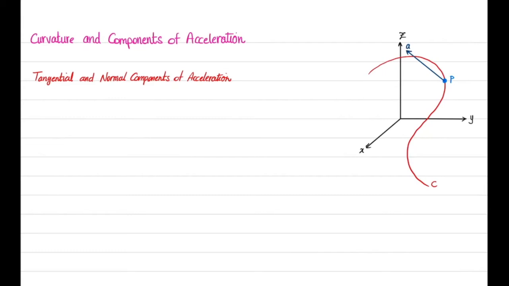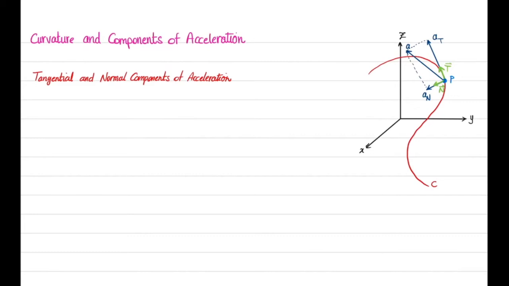Now let's define the tangential and normal components of acceleration. Let's say that P is a point on the curve C, and we want to find the components of the acceleration there. So let's say that this is the vector of acceleration, then this will be the tangential component, and this will be the normal component. And these two vectors are our unit normal vector and unit tangent vector.